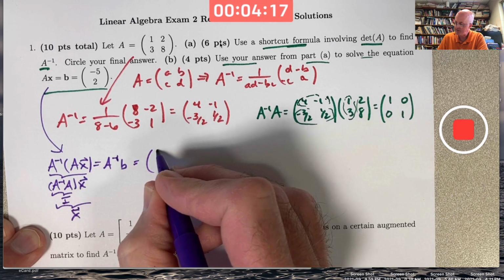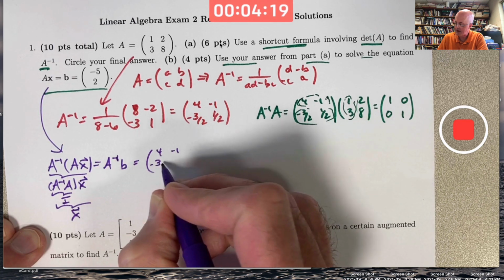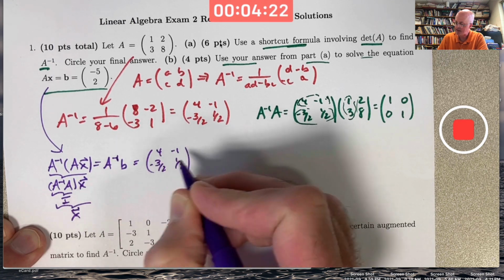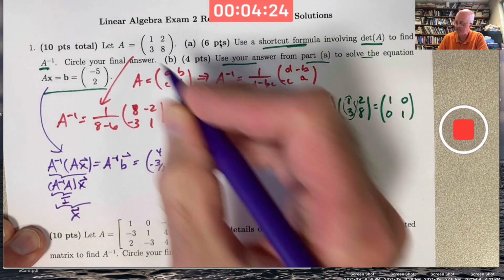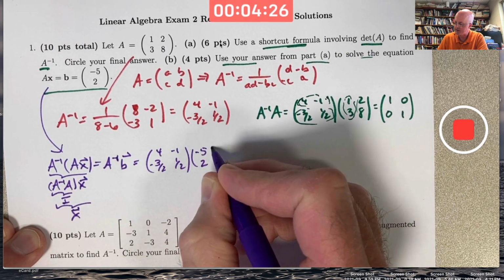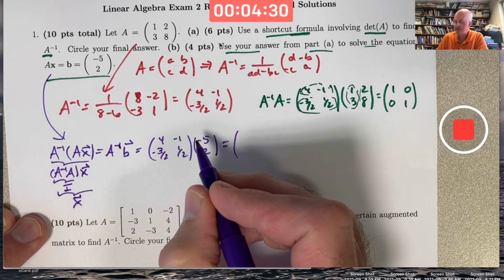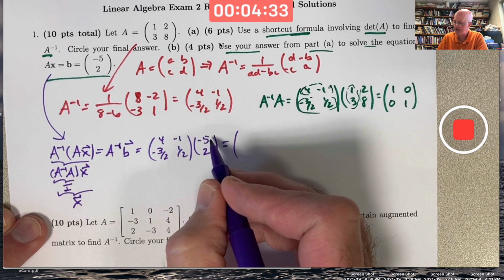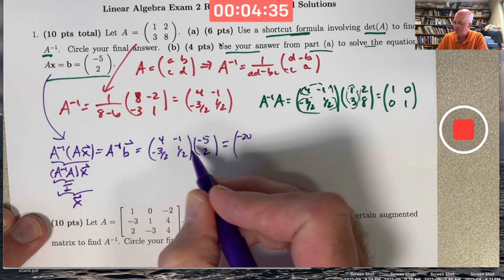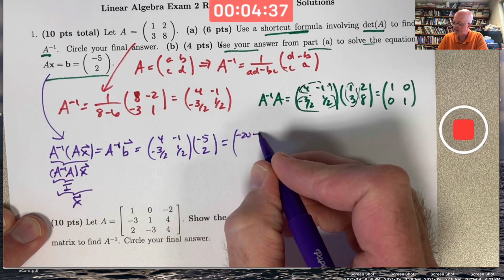So here's A inverse: 4, negative 1, negative 3/2, and 1/2, times b. This b vector is given to be negative 5 for the first component and 2 for the second. This is going to be a two-dimensional vector. Do the dot product thing again. The first entry is going to be 4 times negative 5, which is negative 20, plus negative 1 times 2, which is minus 2.